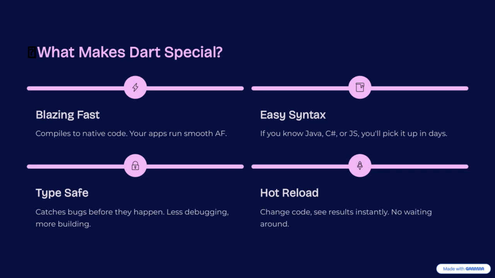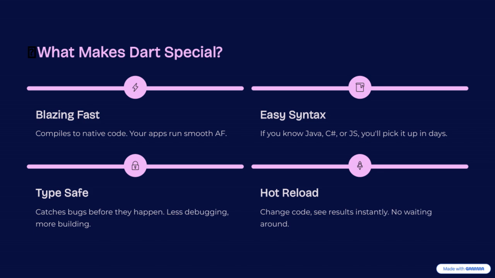Let's start with hot reload. This feature allows you to see your code changes instantly, so there's no need to wait around for long compile times. It makes development faster and more efficient, letting you experiment and iterate quickly.